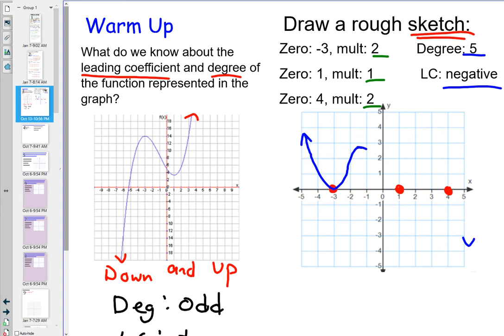So we're starting to turn around. What's going to happen when we get close to that 1? It's going to go straight through. And then eventually we have to turn in order to be able to get back to that 4.